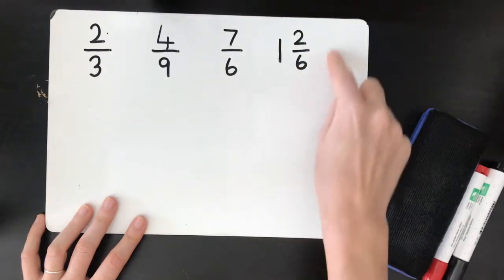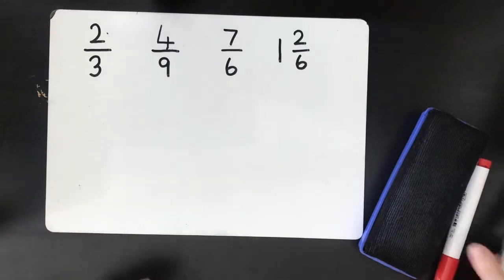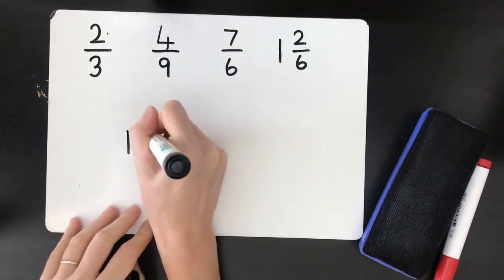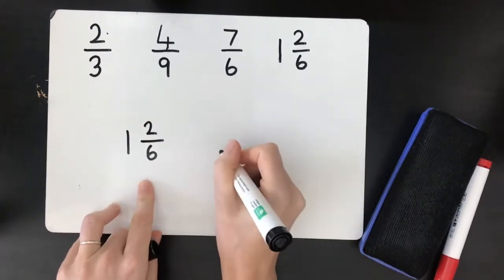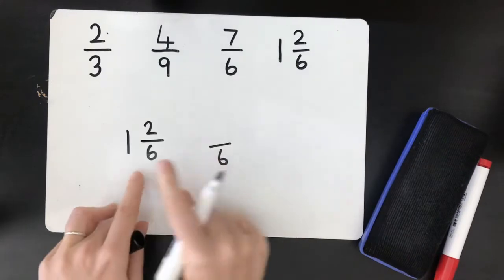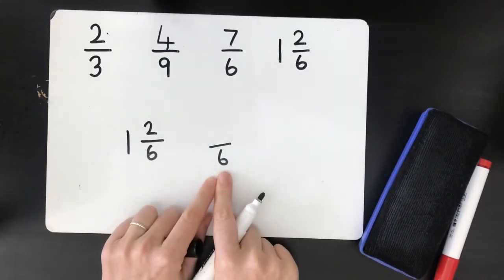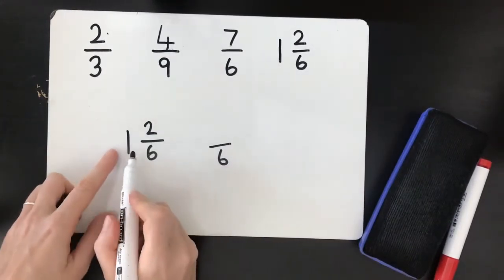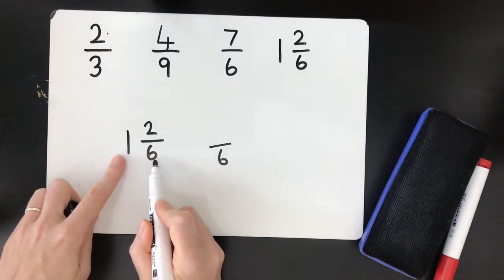If you see one of these, you need to start off by converting it into an improper fraction. But how do we do that? First of all, we start with our denominator. Our denominator remains the same. It's a 6, so it's going to be a 6 in our improper fraction. To find out our numerator, it's very simple. We're going to multiply our whole number by our denominator.